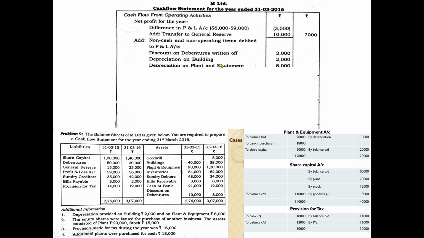Next one, discount on debentures written off, 2,000. Actually there was an adjustment which was left out in the question part. The adjustment is like this: during the year, debentures were redeemed at a discount of rupees 2,000. That adjustment is not shown in the additional information. That is actually an adjustment. For the time being, just remember that. So the discount on debentures has to be shown as a non-operating item, so that is shown here.